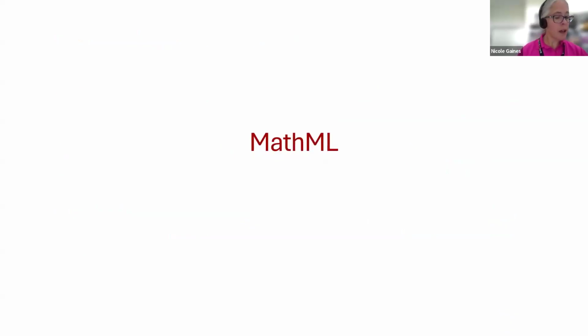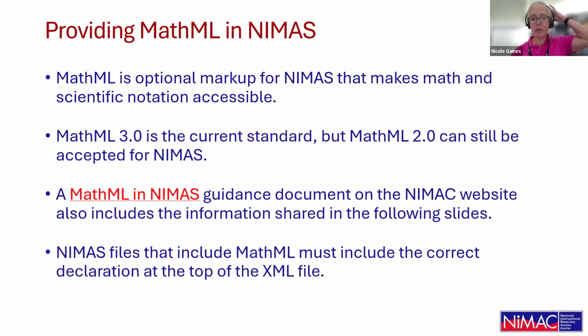In terms of MathML, again, this is another feature of NIMAS that is optional, but it's extremely valuable. It's especially valuable for Braille production. Well, it's valuable for a lot of different formats, but it is optional at this time. MathML 3.0 is the current standard. And we do recommend that MathML 3 be used at this time.